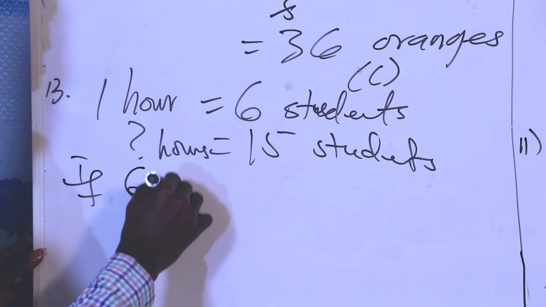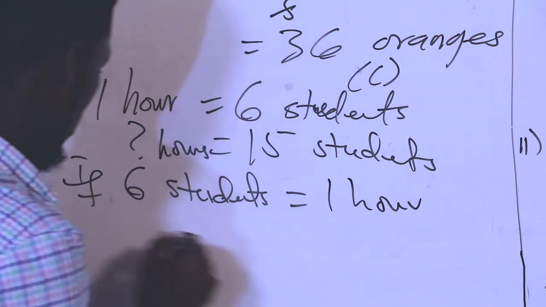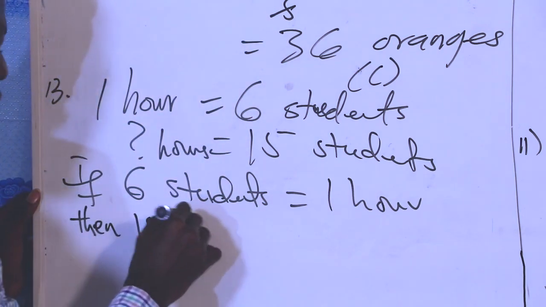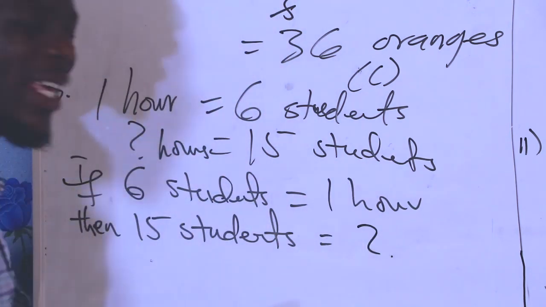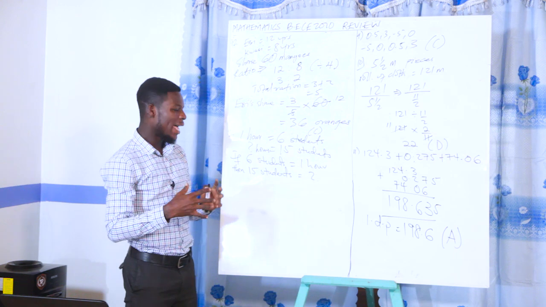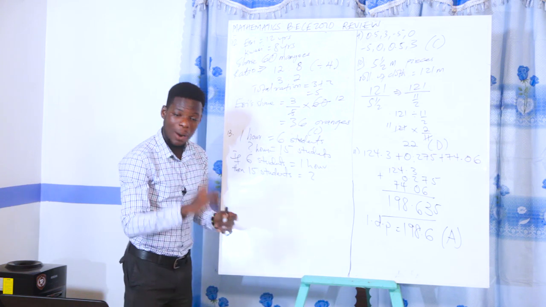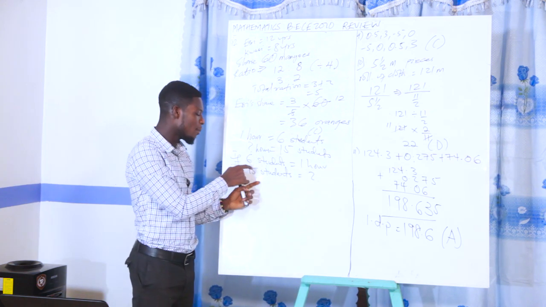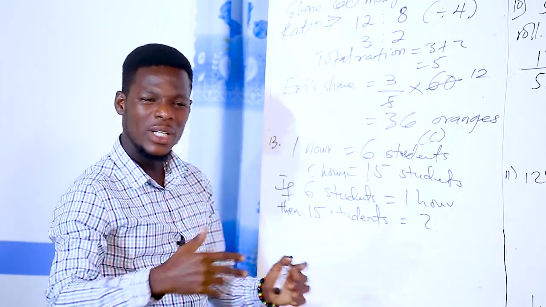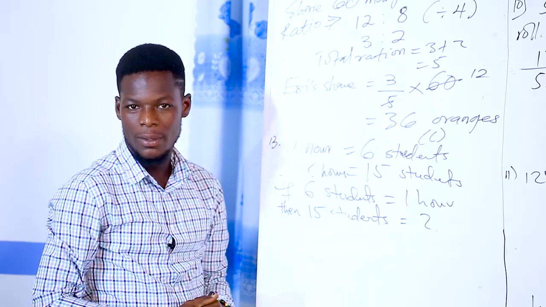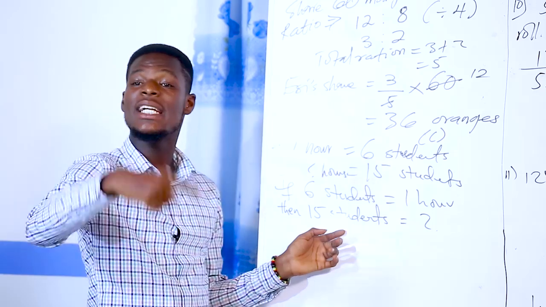So if 6 students can do the work in 1 hour, then 15 students will require how many hours? So here you have to ask yourself, this is a little bit of common logic. 6 students require 1 hour to work. Now I've increased the number of students to 15. How long do you think the students will need? Would they need more time or less time? The answer is they will need less time because the number of workers has been increased.